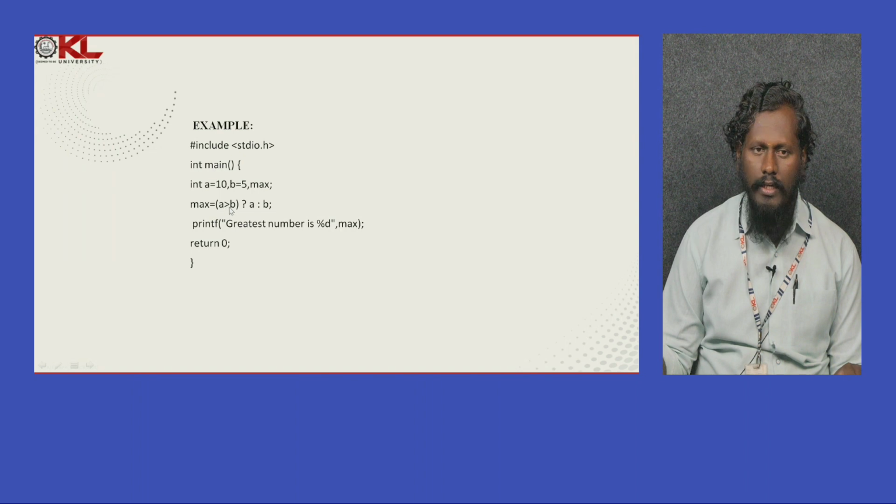Suppose a is less than b, the condition is false here. So the control is transferred to the part after the colon, that is b, and b will be returned to max. Now with the given values, a is 10 and b is 5. 10 is greater than 5, so the condition is true, and expression 1 is true. The control is transferred to after the question mark, that is a. Now a value is 10, so 10 will be returned to max.